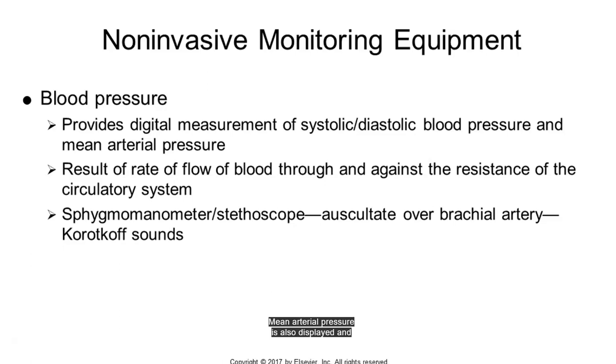Mean arterial pressure is also displayed and is expressed mathematically as MAP equals 2 times diastolic plus systolic, divided by 3. It is not as accurate in non-invasive monitoring, especially in unstable patients with varying heart rates. It is an important indicator of hemodynamic tolerance and should be at least 60 millimeters of mercury. Normal MAP ranges from 70 to 110 millimeters of mercury.